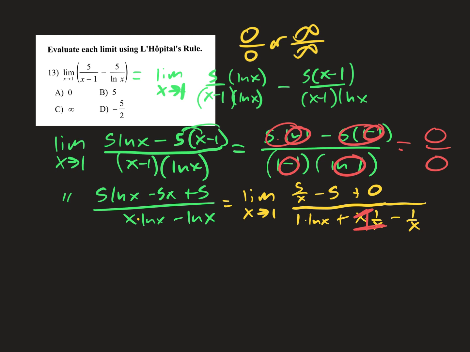And now let's plug it in again and just see what we would get. On the top, if I plug the 1 into here, I basically get 5 minus 5 plus 0. So I do get a 0. On the bottom, what would I get if I plug the 1 in? Well, natural log of 1 is 0, so that's a big 0. That's a 1 minus 1 over 1, so that's a 0. So I'm still getting indeterminate. So it looks like what I need to do is do L'Hopital's again. No big deal. That's easy enough to do.